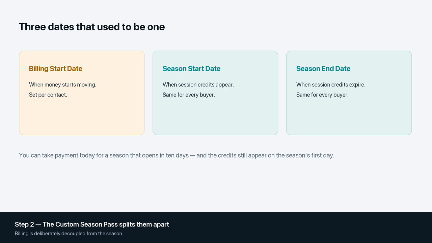A custom season pass pulls apart 3 dates that used to be one. The season start date is when session credits appear. The season end date is when they expire. Those 2 are the same for everybody who buys the season. The billing start date is separate, and you set it per contact. That means you can take payment today for a season that opens in 10 days, and the credits still appear on the season's first day.